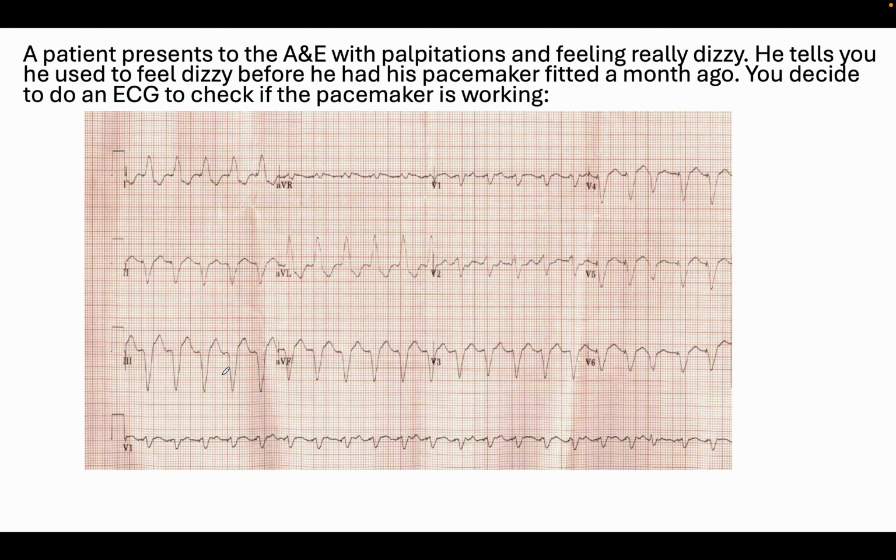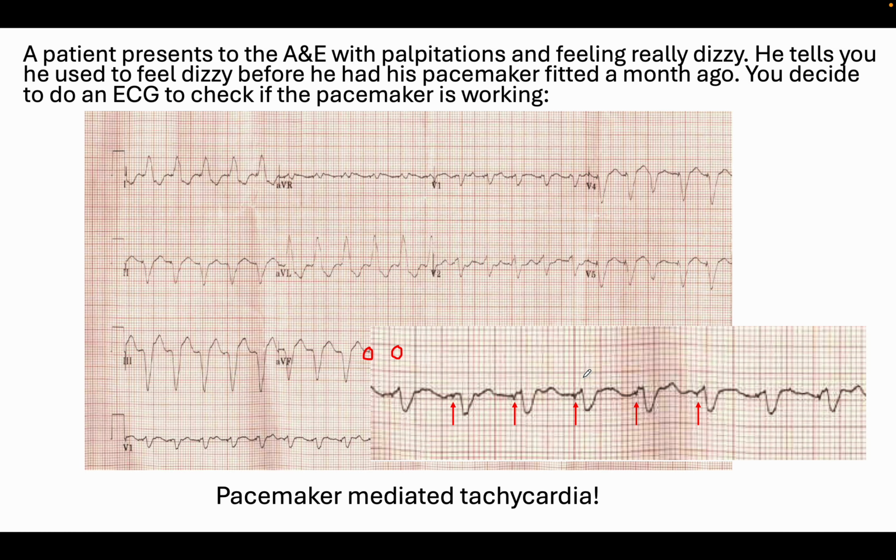Already off the bat, we can see it's really tachycardic, which might be what's causing his dizziness. So we know that the pacemaker is functioning because if you look really closely, we can see little pacing spikes here preceding the QRS, and the QRS is a sort of left bundle branch block looking pattern. This is called pacemaker mediated tachycardia, and that's just a zoom in of the pacing spikes, the little baby pacing spikes.